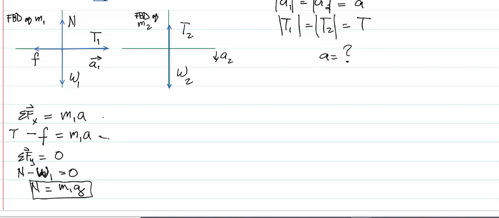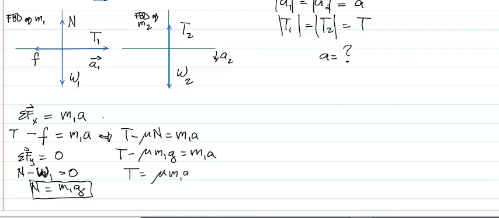So substituting this to our first equation, we have T minus F, where F is mu N, equals M1A. Or this is equal to T minus mu, what is our N? N is just equal to M1G, equals M1A. So our tension is equal to mu M1G plus M1A. Since we do not have the tension and we do not have the acceleration, we cannot solve anything in here. So we need another equation to solve for the two unknowns.